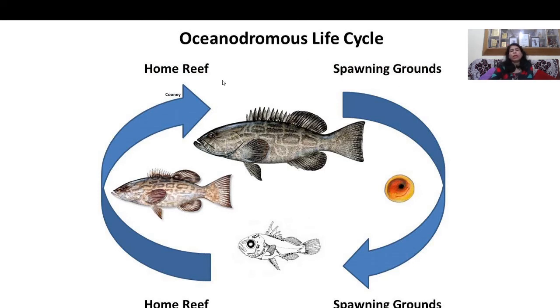Oceanodromous life cycle: you can see here the adults go from home reefs to spawning grounds in oceans and return to their home reefs. Young ones return to their home reefs. So it is the oceanodromous life cycle, that means the movement of fishes from sea to sea.